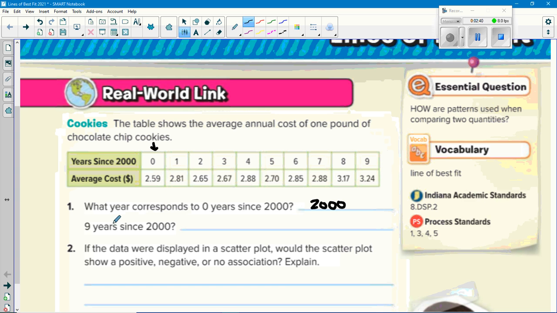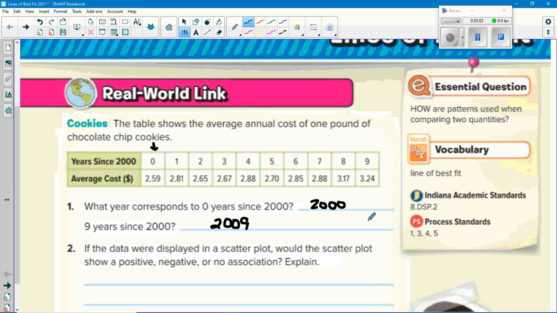So then what year would it be 9 years since 2000? Well, 9 years later. What's 9 years after 2000? Should be straightforward. It should be 2009. Now here's something I want you to think about. It says, if the data were displayed in a scatter plot, would the scatter plot show a positive, a negative, or no association? I want you to explain.